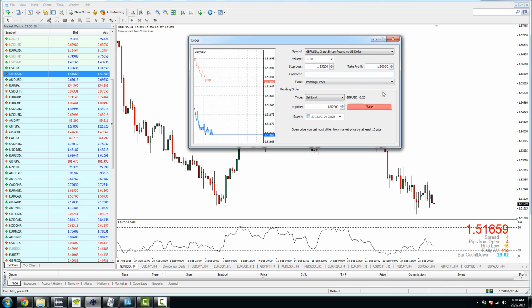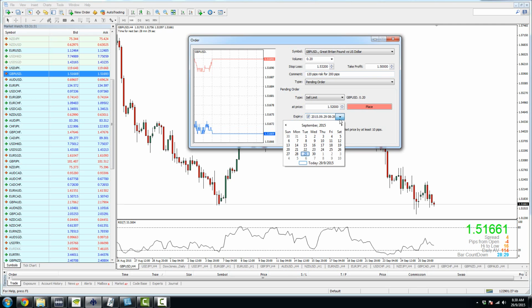So for this particular pair, I'll be risking 120 pips for 200 pips of profit. And take note there's this expiry button here. Expiry means that just in case this order is not triggered, you do not want it to suddenly trigger 1 month down the road where you have absolutely no recollection of when you actually put in this order. So I strongly suggest that for you guys, do not put an expiry more than 1 week from the day that you are placing the order.